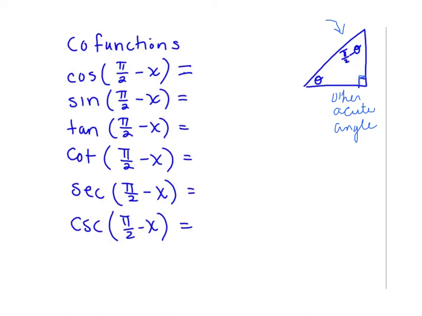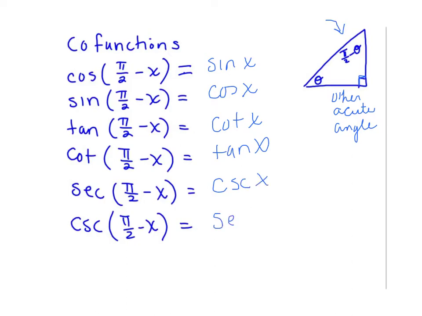So remember that the cosine of the other angle is equal to the sine of x. The sine of the other angle is the cosine of x. The tangent of the other angle would be the cotangent of x. The cotangent of the other angle would be tangent. Secant would be cosecant. And cosecant would be secant. And you can see what those are.